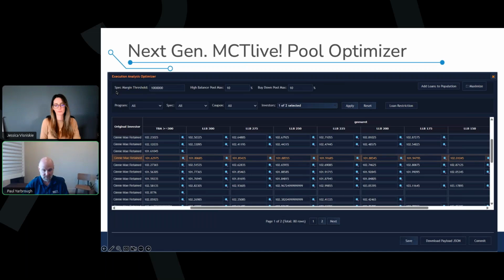We can say, hey, there's a spec margin threshold, meaning what's the minimum amount of volume that I can put in a pool in order to achieve that spec payout. That's that spec margin threshold. So that $1 million there is what we've got listed. This is adjustable in our platform.